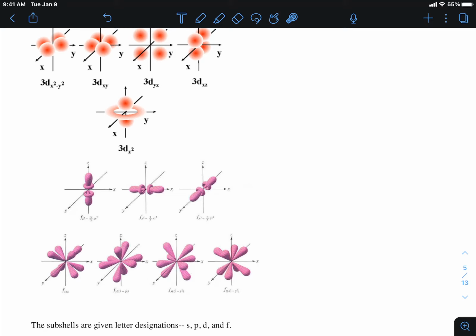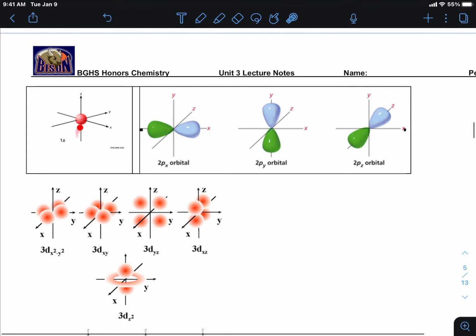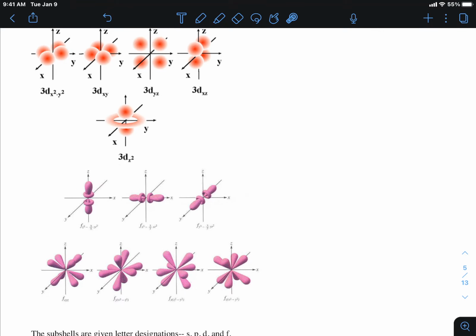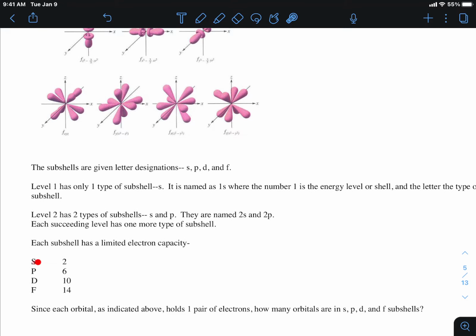So you don't really need to know what these look like. I would say that you need to know what an S and what a P sublevel looks like, but beyond that, we're not concerned with these weird shapes, with the Ds or Fs, so you don't have to worry too much about those. The main thing that you need to know is how many electrons can be held in each sublevel. So again, S's hold 2, P's hold 6, D's hold 10, F's hold 14.